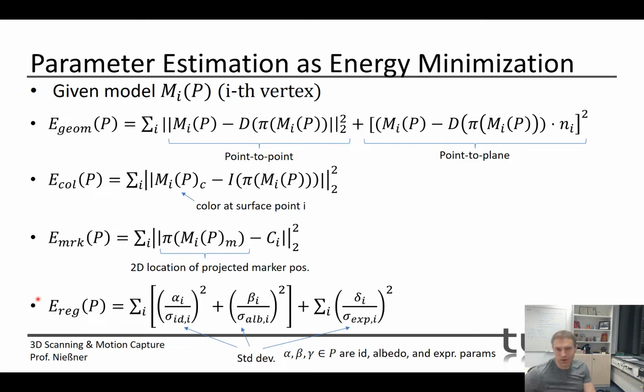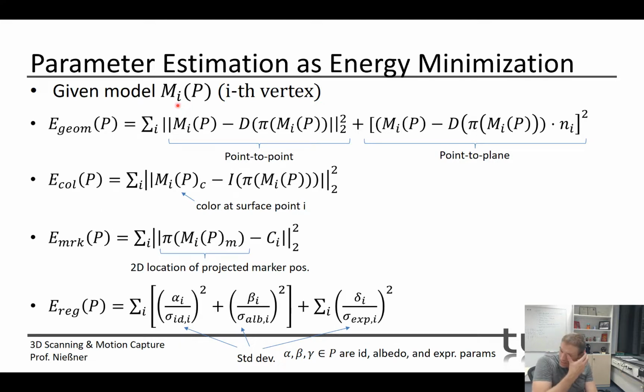Okay, so let's talk about these ones a little bit, because this is really important, I think, that you understand what this means again mathematically. So let's talk about the geometric term. First of all, we have our model. That's our model M. The model M takes parameters P as input. The model has I vertices.